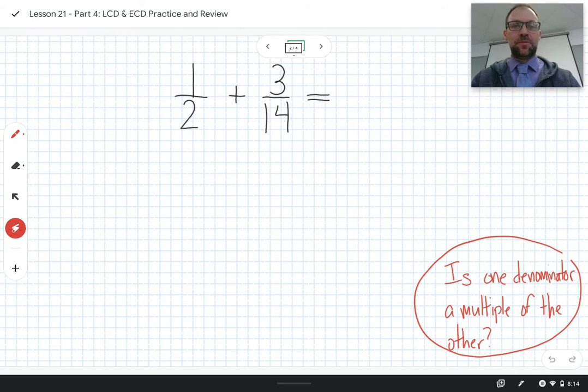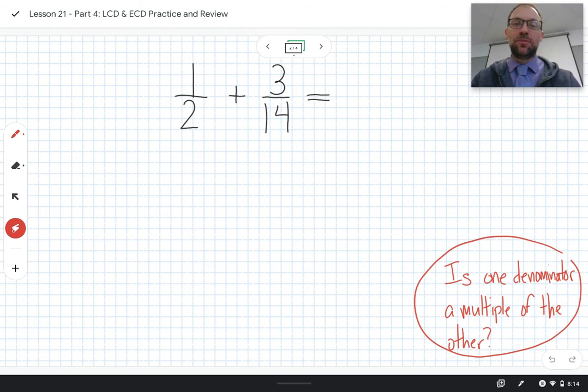Our first example, 1/2 plus 3/14. Do you remember what it is we have to do first? That's right. We're going to ask ourselves, is one denominator a multiple of the other? So let's take a look at our denominators. Is one denominator a multiple of the other? Yes, right again. Okay, so 14 is a multiple of 2.